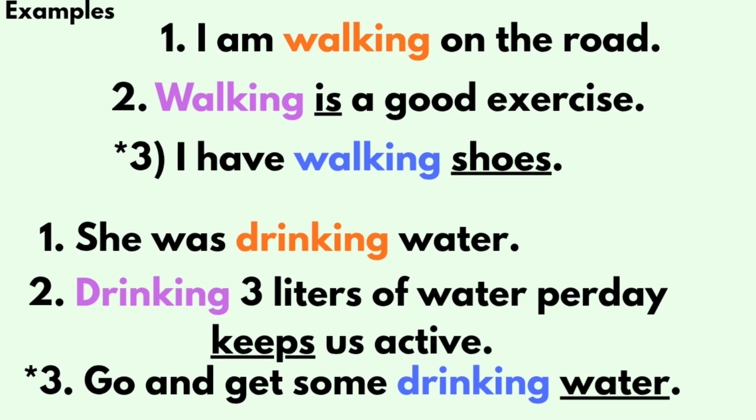Go and get some drinking water. Which kind of water? Drinking water. Here water is an uncountable noun and adjectives are used before nouns. Here drinking is an adjective in the sentence. Which kind of water? Drinking water. I hope you are getting it right. So no need to get confused. I'm going to take a lot of examples, at least 10 examples, okay?